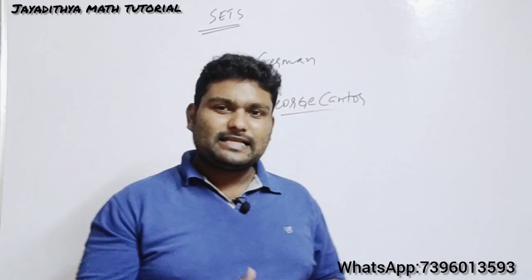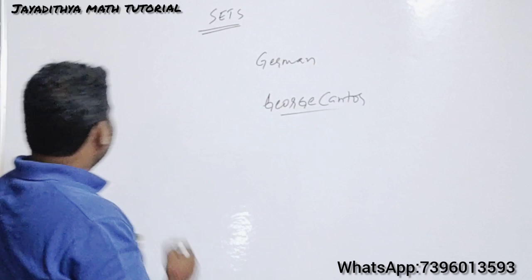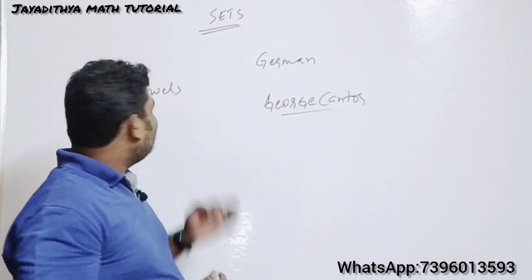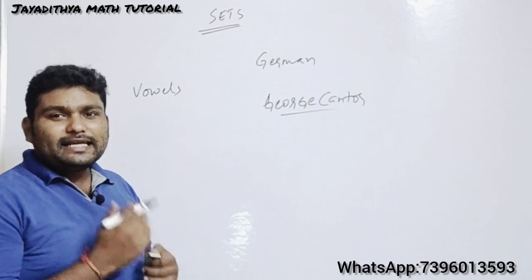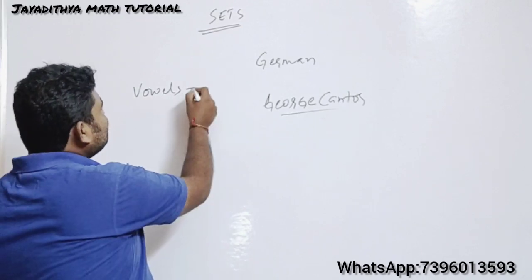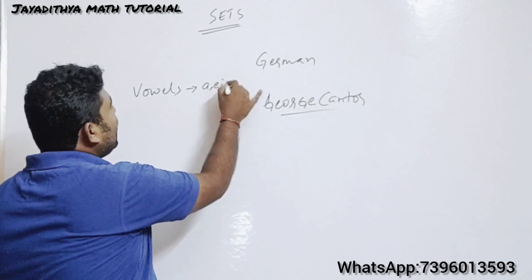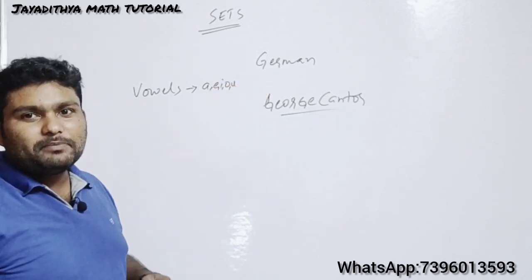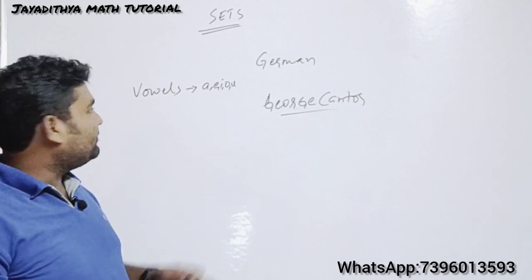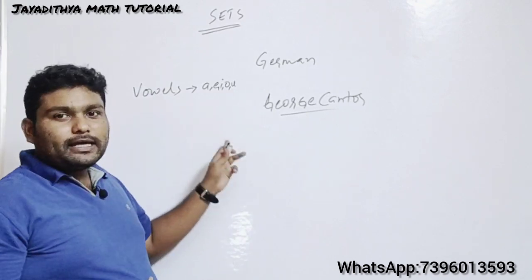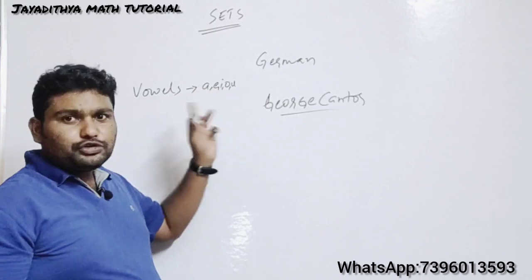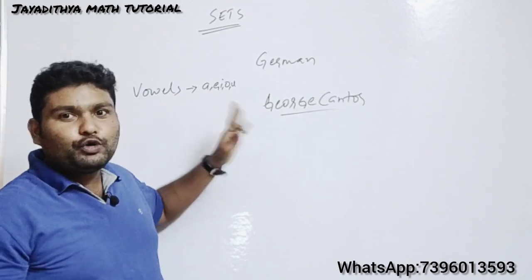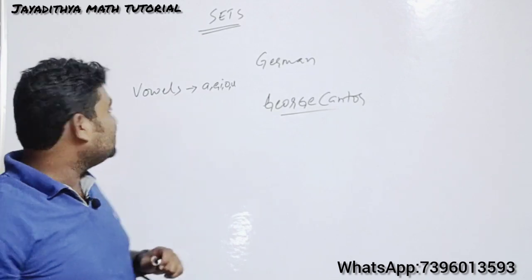Let us take some examples, like the collection of vowels. What are the vowels in the English alphabet? You can easily say A, E, I, O, U are the vowels of the English alphabet. Whenever you talk about vowels, you should have an idea that A, E, I, O, U are the vowels of the English alphabet.